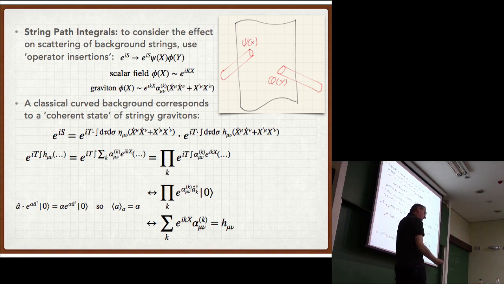So the string, you think it's moving in a curved classical background, it's really moving in a background that's a coherent state of gravitons, but that coherent state of gravitons is itself really some state of strings, each of which is in a graviton mode. So the whole story comes out of string theory. I don't have to put anything into this story other than strings to understand the action that I have, and so the physics that I have when strings propagate in curved backgrounds.